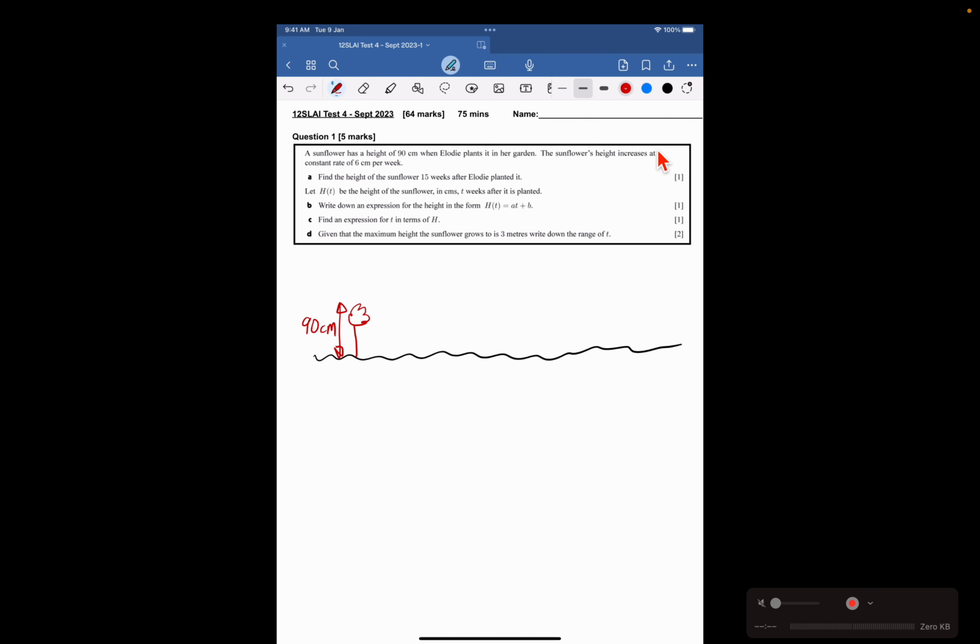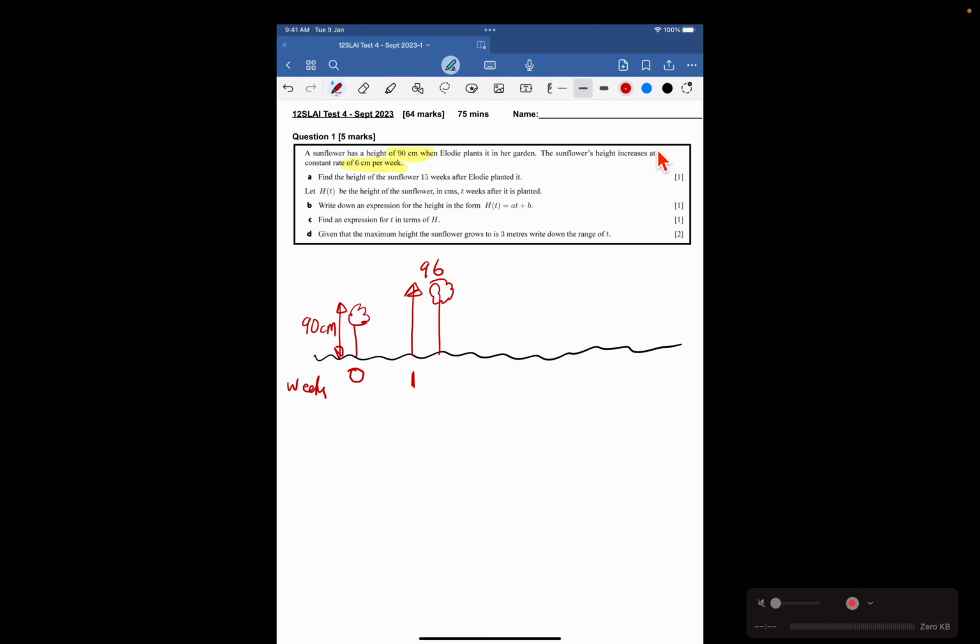Right? Now, here's the key thing. After 1 week, right, it's grown. And it's grown by 6 centimeters, I think it says, right? Can we see that there? 90 centimeters to start with, and it grows at 6 centimeters per week. So look, after 1 week, this is the number of weeks here. After 1 week, we're at 96, right? So this technically is week 0.